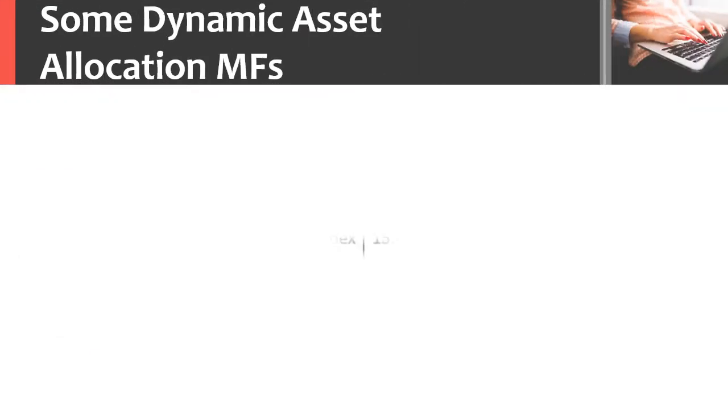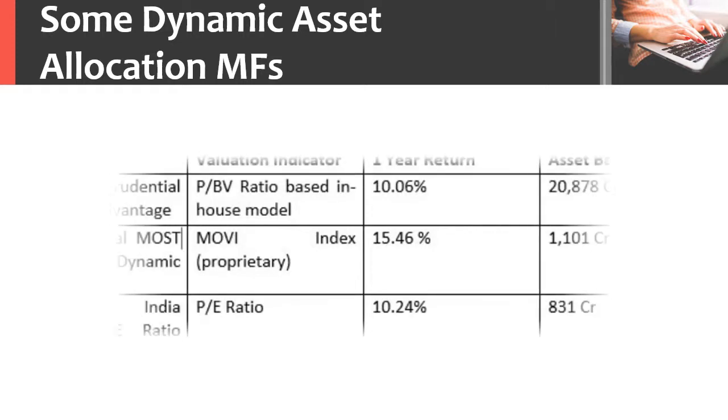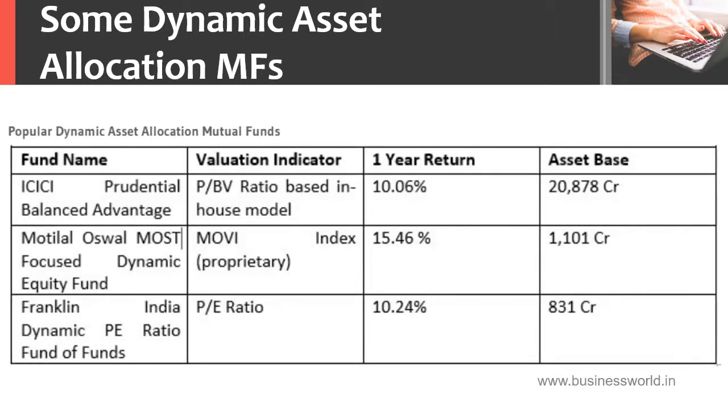The model followed to arrive at the optimal split between high-risk and low-risk assets varies across fund houses. Some use the trusty old PE ratio, some use variations of the PB ratio, and still others employ proprietary indices.